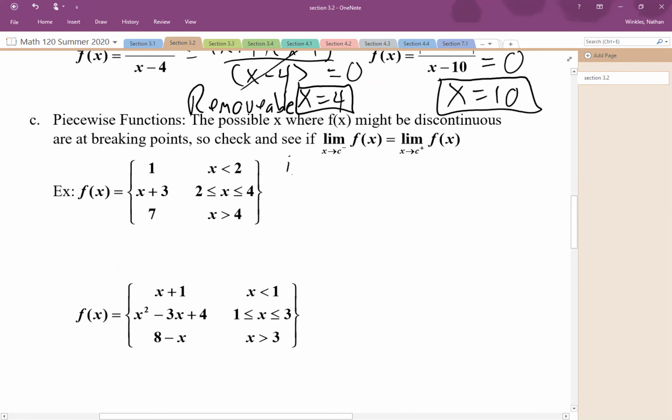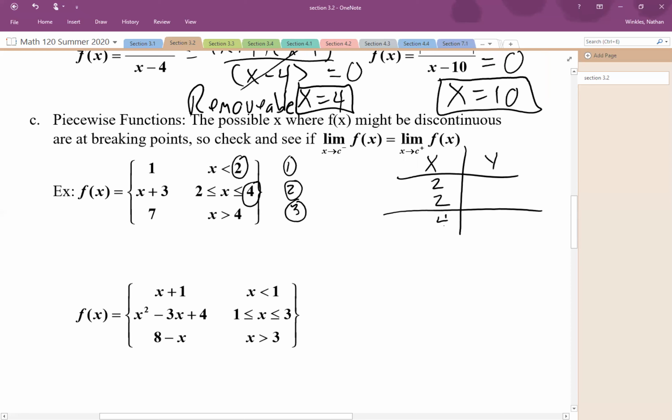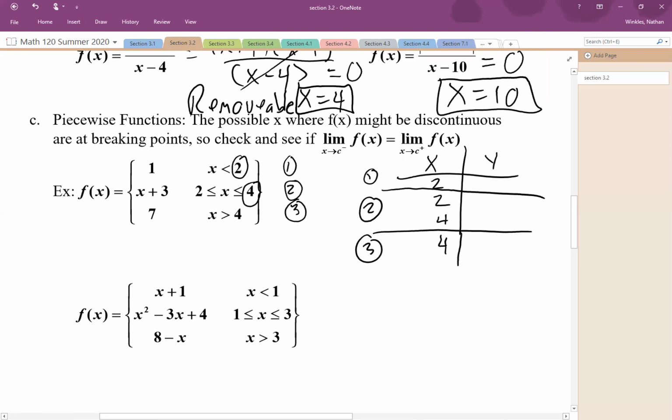I'm going to label this as equation 1, equation 2, and equation 3. I got breaking points at 2 and at 4. So I'm going to create a little chart over here. I'm going to have a 2 and a 2, a 4 and a 4. Oh, let me erase this line. A 2 here and a 2, 4. So this is for equation 1, this is for equation 2, and this is for equation 3.